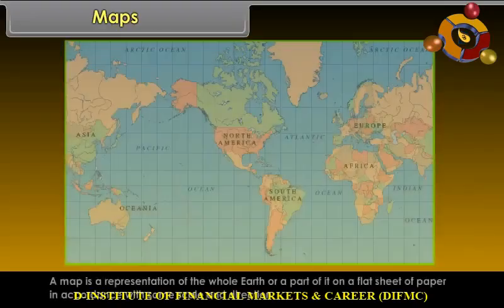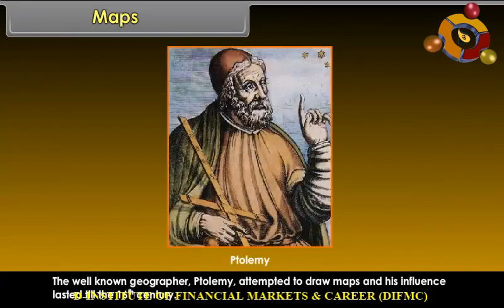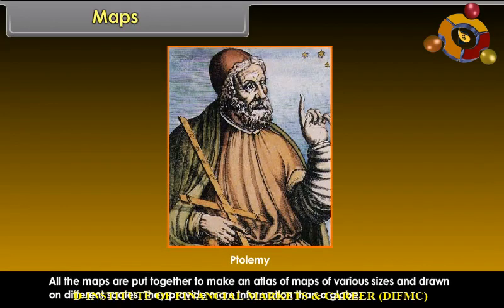Maps. A map is a representation of the whole earth or a part of it on a flat sheet of paper in accordance with some scale and direction. The well-known geographer Ptolemy attempted to draw maps, and his influence lasted till the 16th century. All the maps are put together to make an atlas of maps of various sizes and drawn on different scales. They provide more information than a globe.